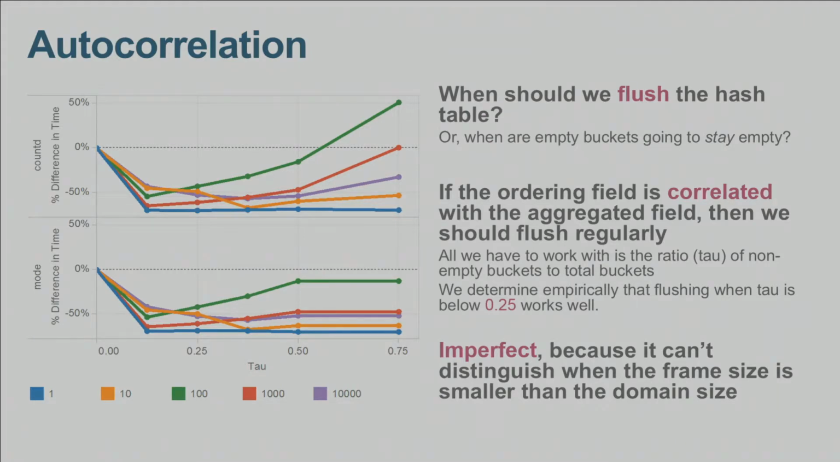But the problem is that you can't distinguish when the frame size is smaller than the domain size. In all of the tests we were doing before, the number of integer values that we were taking the mode of is 100. But if the frame size is only 10, you'll wind up with all of these empty buckets all the time. And so we wind up flushing it more than we might actually need to. But you can't actually tell that that's the situation, because building a hash table like that for the whole window is kind of the problem you're trying to solve in the first place.